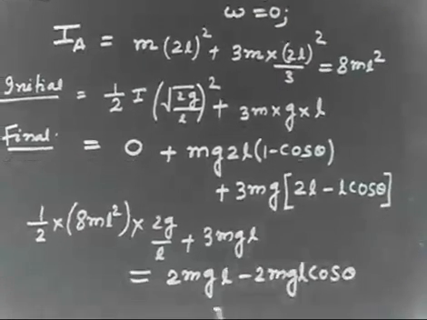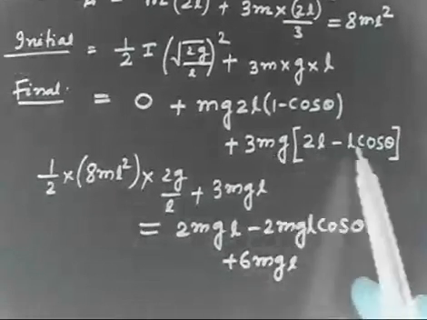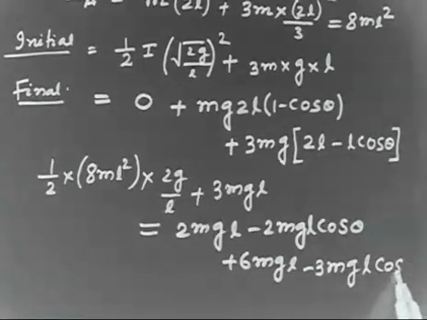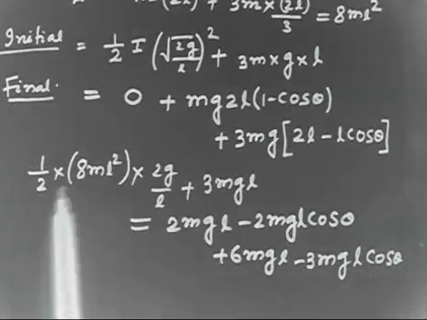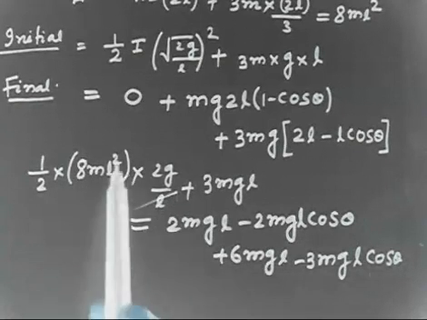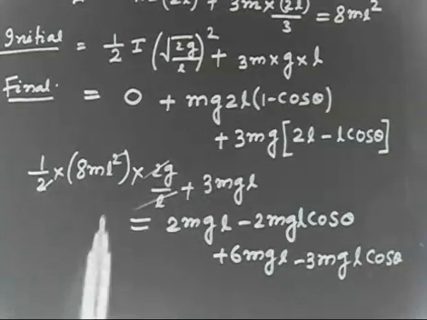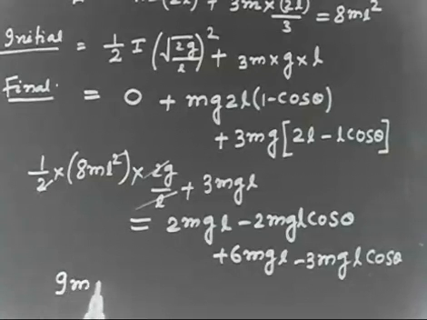And 3 into 2 is 6mgL, plus 6mgL, and minus 3mgL cos theta. Are you getting? So this is the final energy. Now if you see this term, 4mgL, so the L goes out, and this 2 goes out. So we will have 8mgL, 8 plus 3, 11mgL, and let us take this side, so I will have 9mgL. Are you getting or not? If you do this calculation, it will have 9mgL.